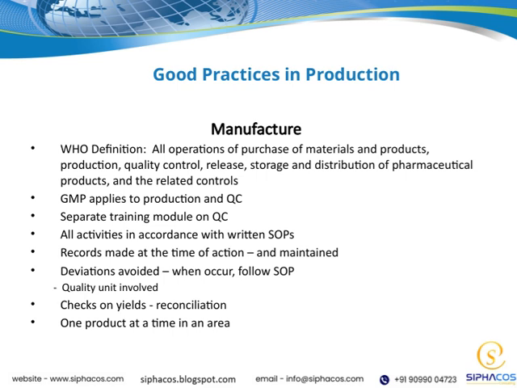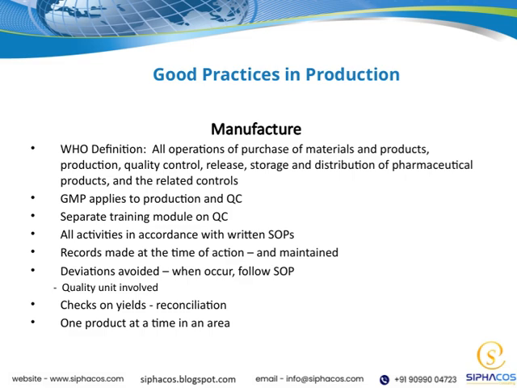compliance. Records are a critical part of manufacturing. They need to be made at the time of each action and maintained properly. This helps in traceability and accountability. Deviations from the SOPs should be avoided as much as possible. When deviations do occur, it's essential to involve the quality unit and follow the proper procedures to address them.